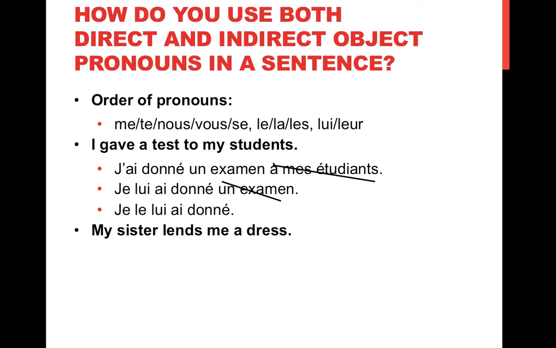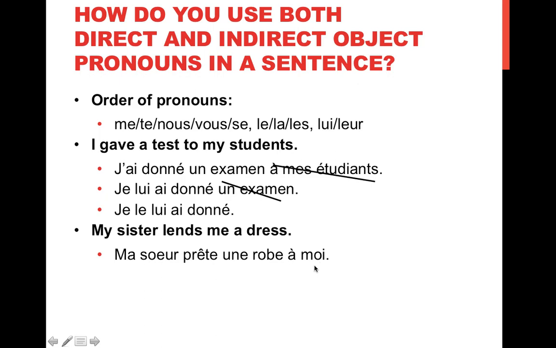Next, my sister lends me a dress. Ma sœur prête une robe à moi. In this case, we have these switched in order. We're used to seeing the direct object first and then the indirect object. That's not always the case though. Like here, my sister's not lending me, she's not letting somebody borrow me, she's letting me borrow the dress. So in this case, the dress, or une robe, would be our direct object, and then me, or moi, would be the indirect object.